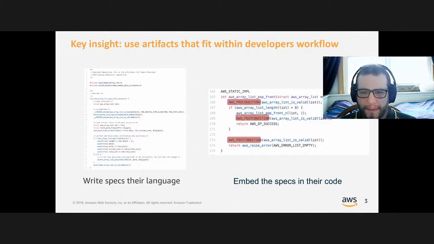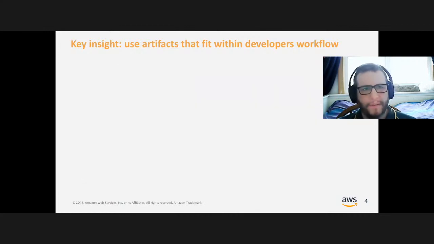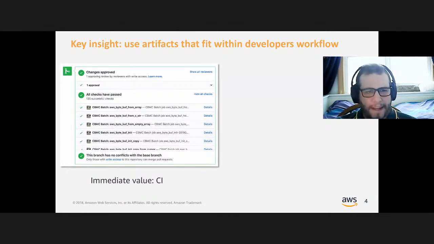So you see here, there are these pre and post conditions. These are runtime assertions in their code that are checked when their tests run. And I'll talk about the value that this provided. But this is, again, putting it in C, in their code, in their workflow. We embed it in their workflow also by providing continuous value.